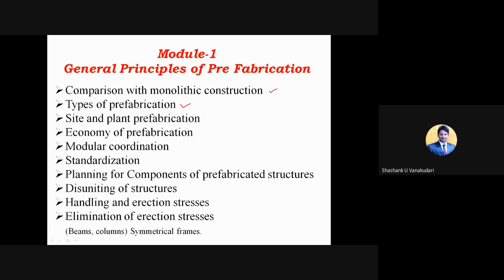and here site and plant prefabrication, the difference between site and plant prefabrication, and the cost expenditure of prefabrication will be covered under the economy of prefabrication. And then modular coordination, so basically the dimensions are to be measured in terms of module here. Our conventional structural members are measured in terms of meters, right? The dimensions, length, breadth, height and all. But these prefabricated structural members are measured in terms of this module.